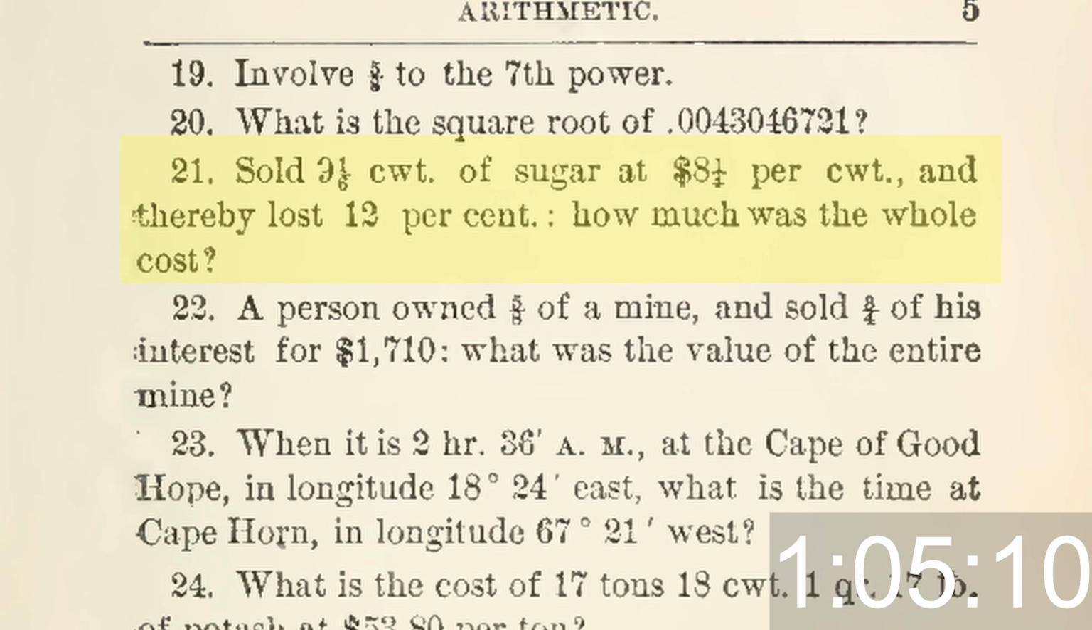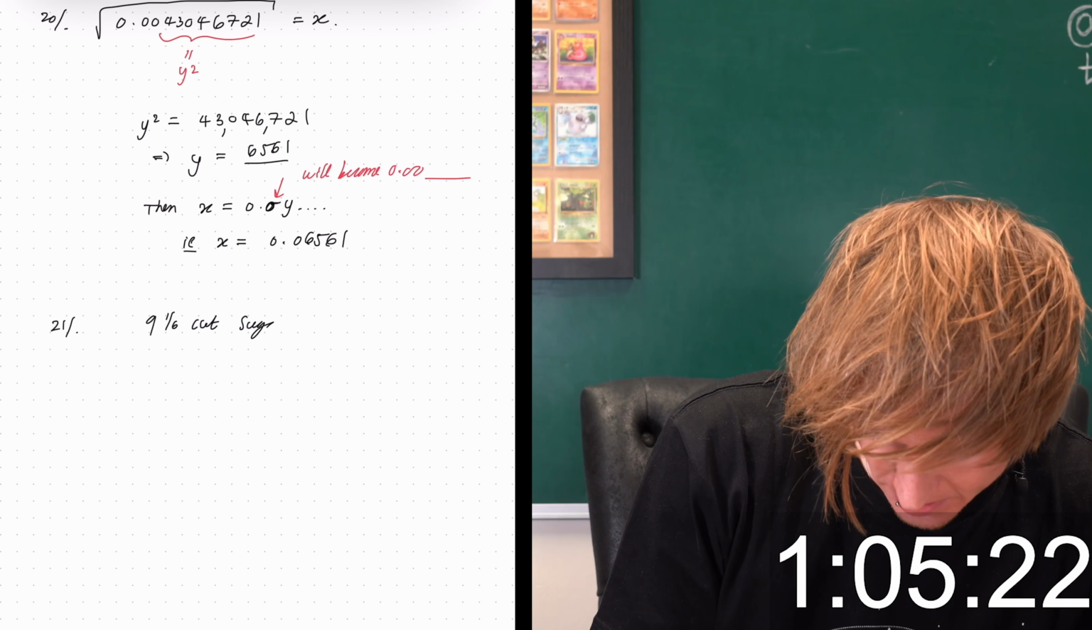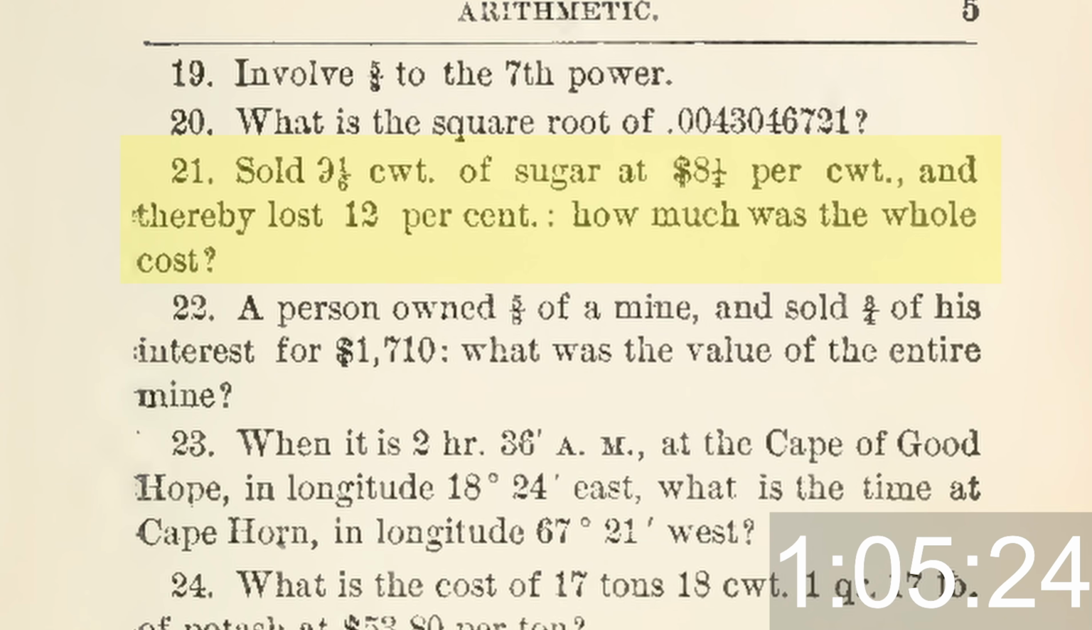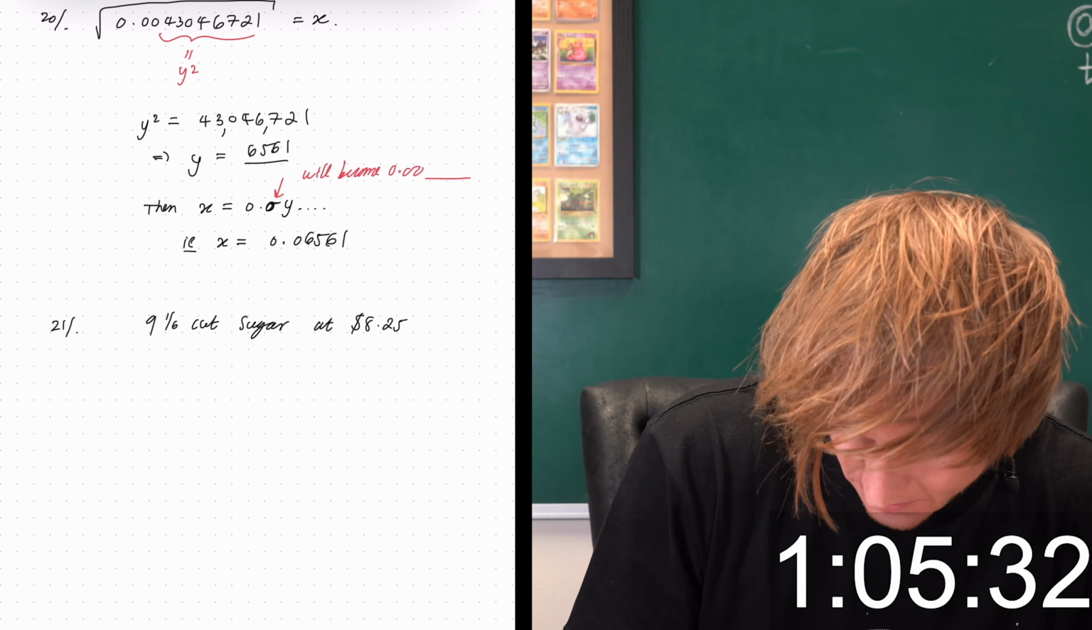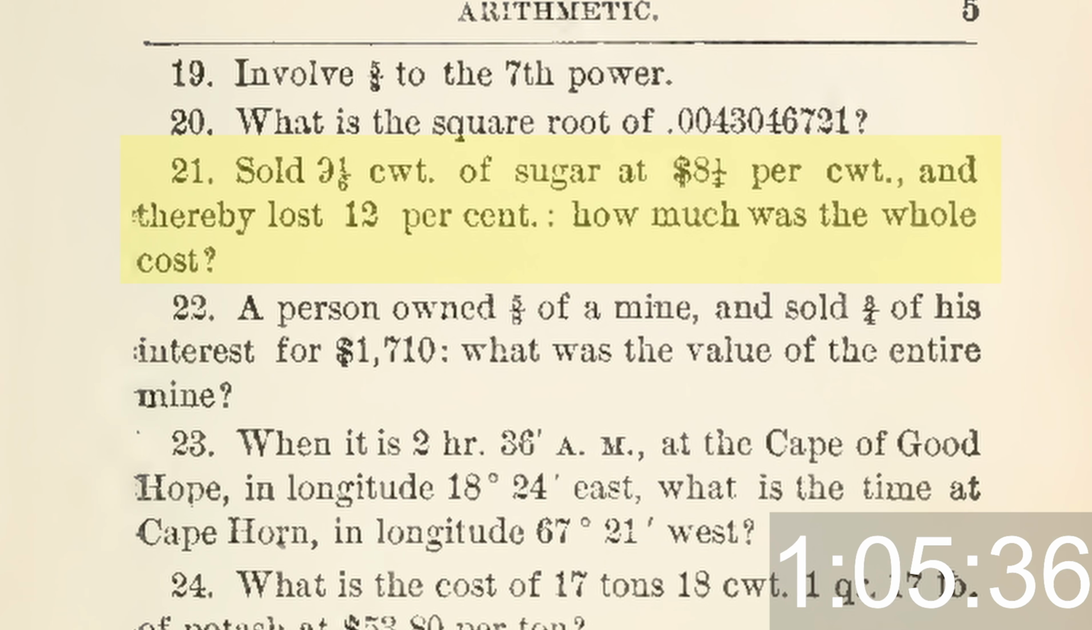21. All right, conversions again. Sold 9 1/6 hundredweights of sugar. Okay. 9 1/6 CWT of sugar at $8.25 per hundredweight. So at $8.25 per CWT. Great. And lost 12%. And thereby lost 12%. So how much was the whole cost?